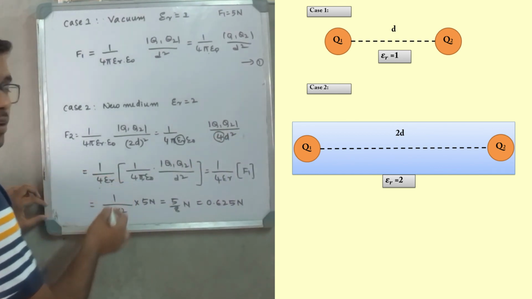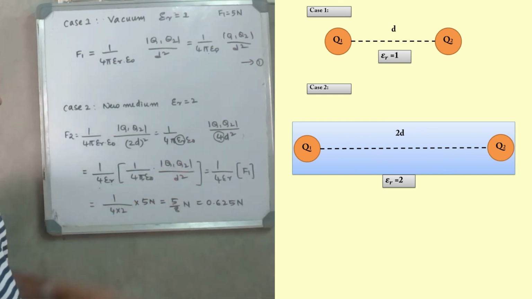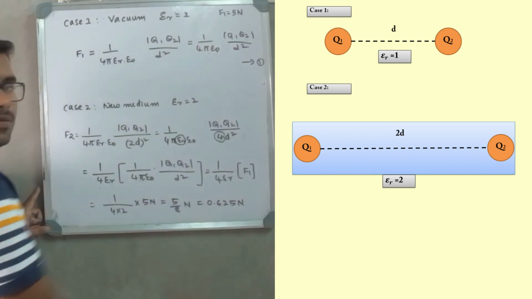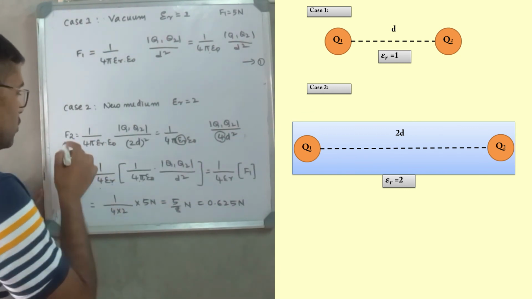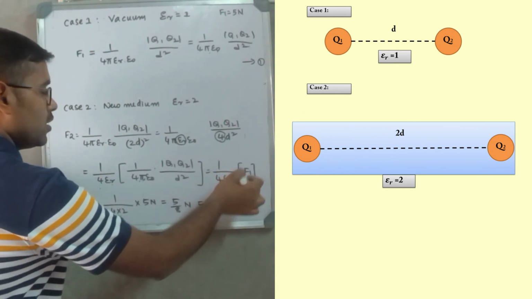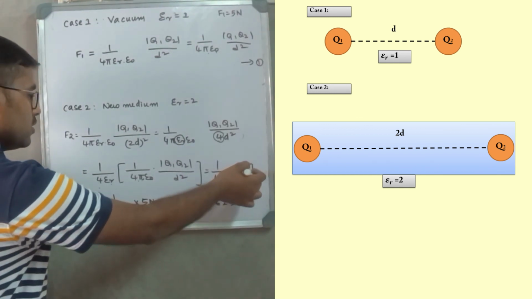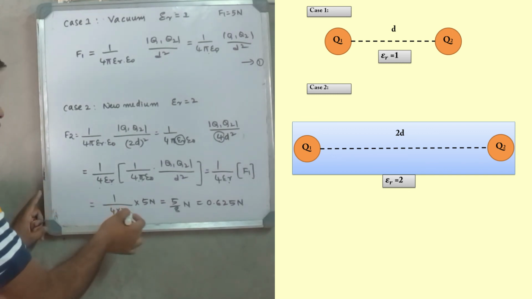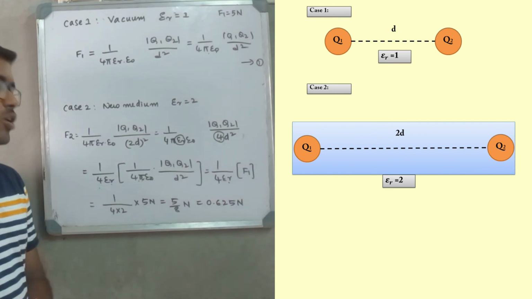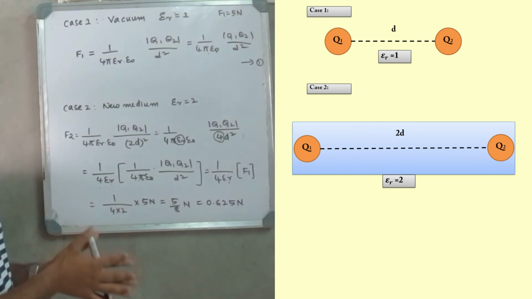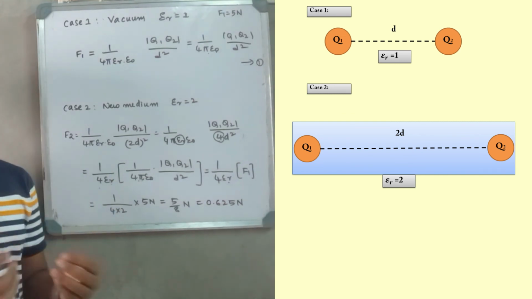Now if I take epsilon r and 4 out here, I will get F2 is equal to 1 by 4 epsilon r in the bracket 1 by 4 pi epsilon naught mod Q1 Q2 divided by d square. If you observe here, these two are same. So this can be replaced by force F1. So F2 will be equal to 1 by 4 epsilon r into F1. If I substitute the value of epsilon r and F1 here, I will get F2 is equal to 1 by 4 into 2 into 5 Newton, which will be equal to 5 by 8 Newton, and that will be equal to 0.625 Newton. So this is the new force experienced by Q1 and Q2 when we change the medium and also the distance between them.